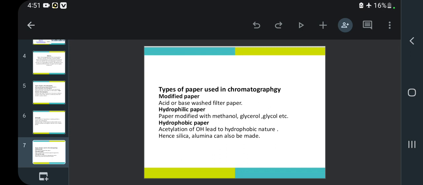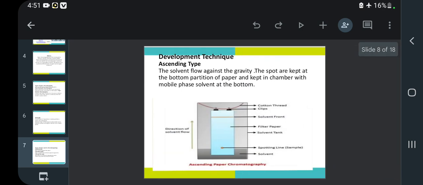Types of paper used in chromatography: modified paper, acid or base washed filter paper, hydrophilic paper, paper modified with methanol, glycerol, and glycol, etc. Hydrophobic paper: acetylation of OH leads to hydrophobic nature, hence silica or alumina paper can also be made.